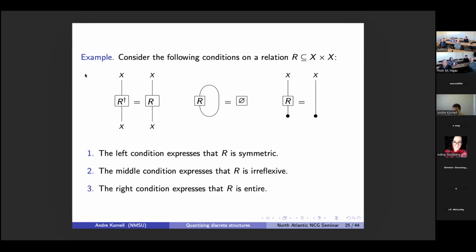And similarly, the right condition expresses that R is entire. In other words, for every input X, there is some output Y that X is related to. So here we see this loose end notation for maximum relations used to express, in this case, that R is entire. All right, so these items 1, 2, and 3 are essentially tiny lemmas, but they tell us exactly how to quantize, in this case, simple graphs.